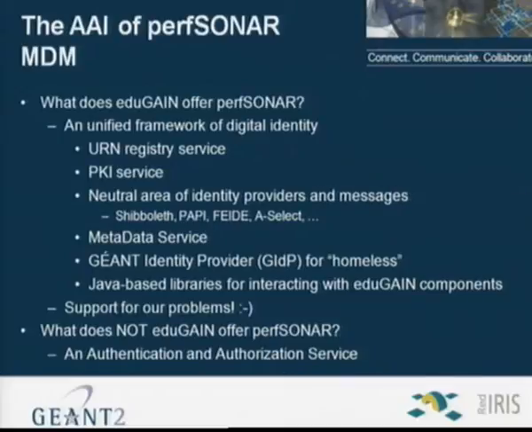They also provide us the metadata service, so we can check the list of available federations. They have the GEANT identity provider for homeless users, which is really important, because if there is a user who wants to use Persona, but his organization hasn't yet joined eduGAIN, he can get a valid account using the GEANT IdP. And also we have some Java-based libraries for integrating the eduGAIN trust model in Persona. And of course, support for our problem, that's the most important thing.